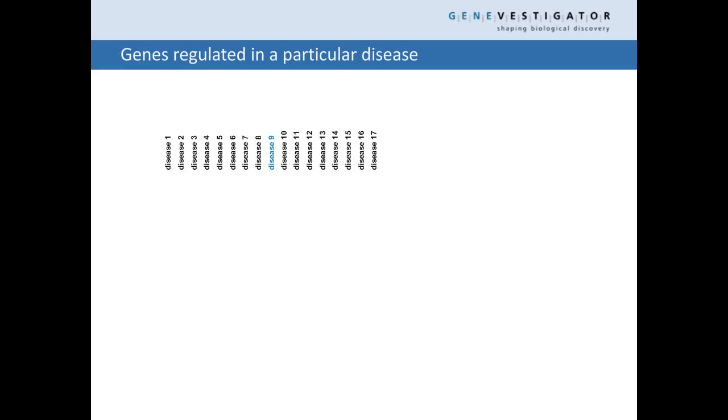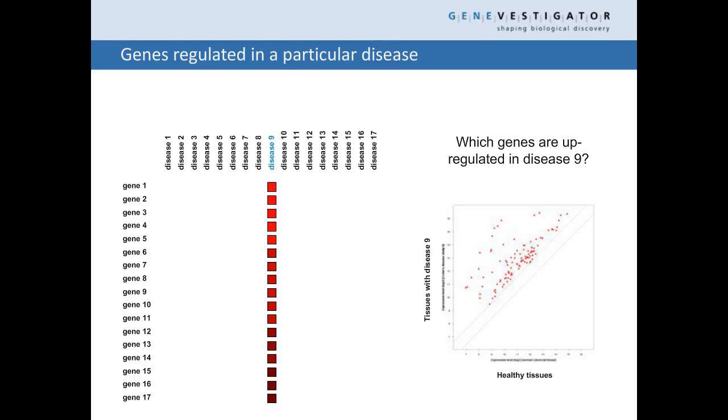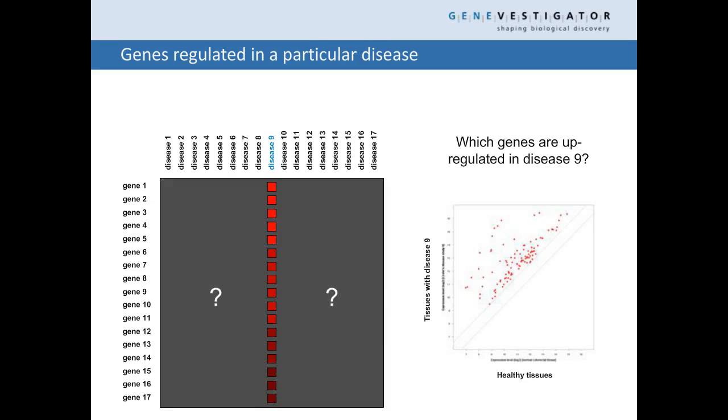Now, in your particular case, you will be working on one scenario. Let's call it disease number 9 in this example. And you will look for genes that are up or down regulated in that disease as compared to healthy tissues. So what you will get in such an analysis is a list of genes that are upregulated or downregulated in your particular disease. Now what you don't know if you do this analysis on its own is what these genes that you have found do in other diseases. You don't take this into account because they are not part of your analysis.